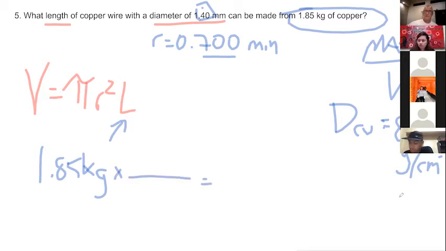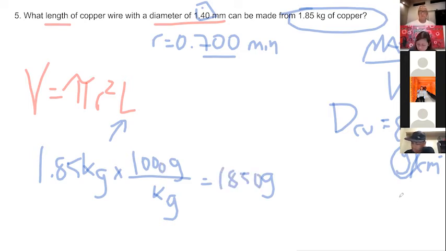Because we want grams, because the density is given in grams. So we want to get a mass in grams. So we're going to put grams on the top and kilograms on the bottom. How many grams in a kilogram? Which one's bigger, a gram or a kilogram? Kilogram, right. By how much? How many grams are in a kilogram? 1,000. Absolutely. So that gives us 1,850 grams.